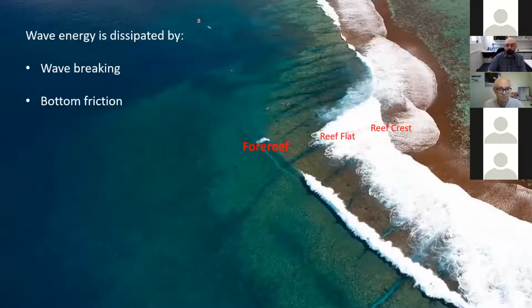This is what the reef looks like. The wave energy is dissipated by both wave breaking and bottom friction across the forereef, reef flat, and reef crest, which are the morphological zones of the reef that you can see here. There's also visible in this photo these key morphological features, spurs and grooves, the grooves being these indents and the spurs, the reef between them.